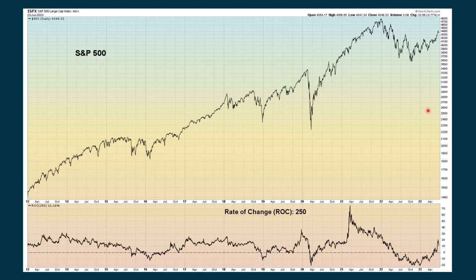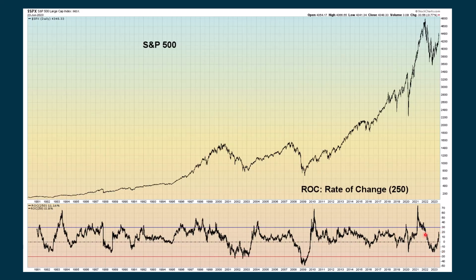I do look at a couple of rate of change charts just to get a long-term perspective. This is 250 periods, where we have been coming down just slightly, and then going back all the way to 1980. This is also showing a little bit of weakness after it had been showing some improvement.